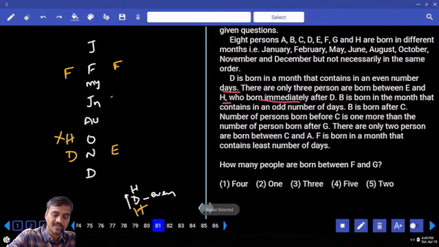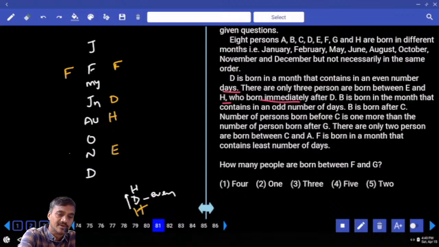H is born immediately after D. Hence, where should this D be? D must be at this place, D in the month of June, and H must be here. Now in this case, H is born immediately after D, and D must be here.